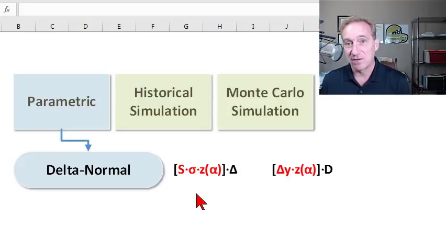And I'll show that they follow exactly the same template, which is that we're measuring our value at risk or our worst expected loss as a function of a sensitivity to a risk factor. Sensitivity multiplied by risk factor.